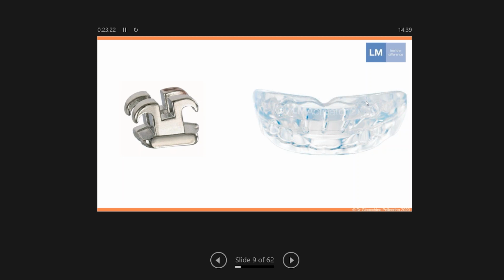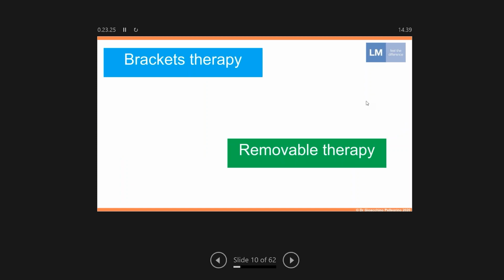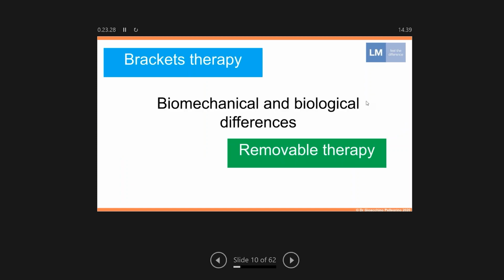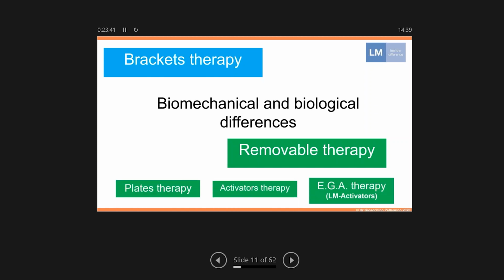But we will see that it is important to think that between these two kinds of approach, there are some biomechanical and biological differences that are really very important to know. Because when we speak of removable therapy, we have to think that removable therapy is a very general term. Inside the words removable orthodontic therapies, there is an incredible number of appliances that work in different ways.